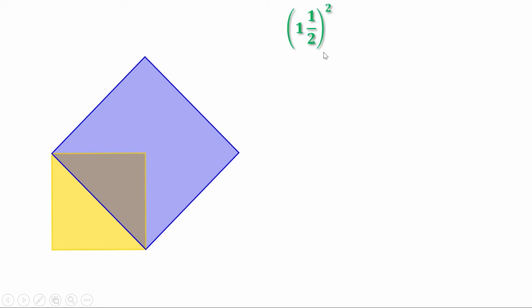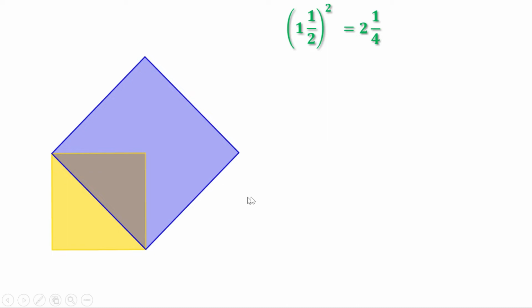We know how to find the square of numbers ending in half easily. Take the number part, multiply it by the next number. 1 into 2 is 2. Then put 1 by 4. That is, 1 and a half square is equal to 2 1 by 4. It is more than 2. That means the side of the large square cannot be 1 and a half. Actually, it is less than 1 and a half.